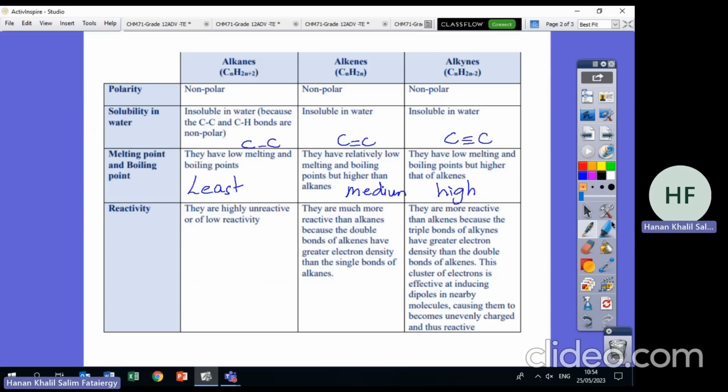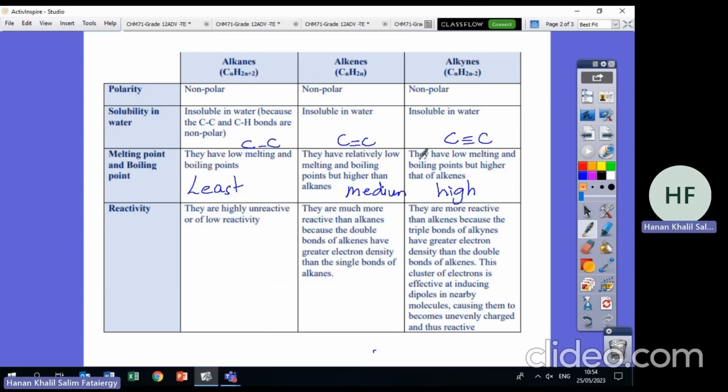Notice that the polarity is the same for everybody. Everybody is non-polar. Everybody is insoluble in water. Now when we speak about the melting point, the single bond has the least melting point, the double bond has a medium melting point, the triple bond has a high melting point.